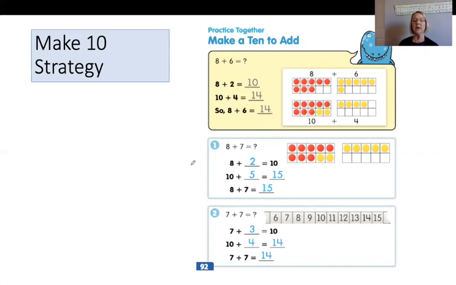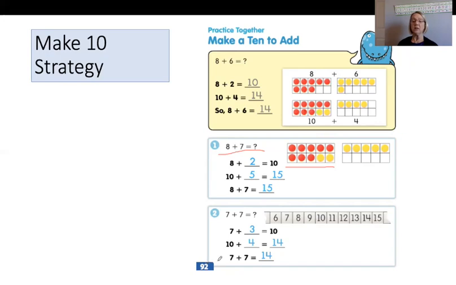And the same thing happens here. The problem is 8 plus 7. And so we made a 10 by moving 2 of the counters over. 8 plus 2 is 10. And then we said some more, and there's 5. So we say 10 plus 5 is 15. So 8 plus 7 is 15. So we use a 10 and a 10 frame to count or add numbers.